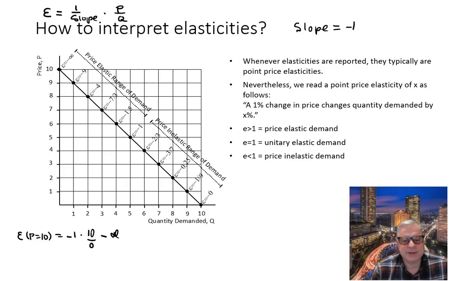Okay, so maybe let's examine what happens at the price of 9. What we need to change: the 1 over the slope part of the equation stays the same, but now we get -1 times 9 over 1. And this would be equal to -9.